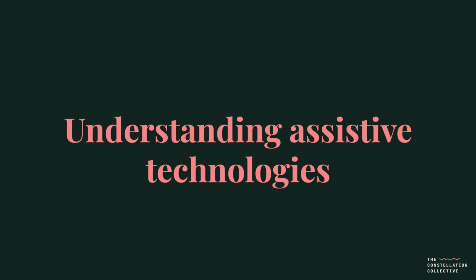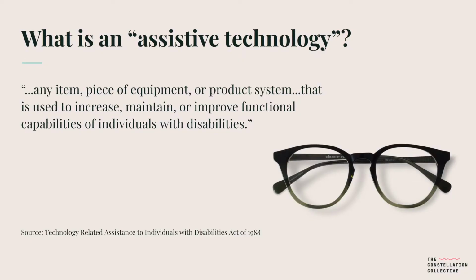Next, we'll spend some time reviewing common assistive technologies to have a better understanding of how users with disabilities may experience the web differently. So what is an assistive technology? An assistive technology is defined as any item, piece of equipment, or product system that is used to increase, maintain, or improve functional capabilities of individuals with disabilities.